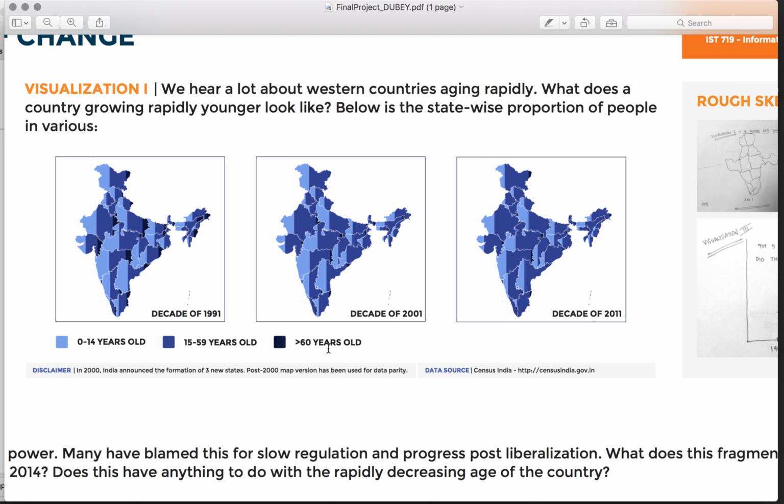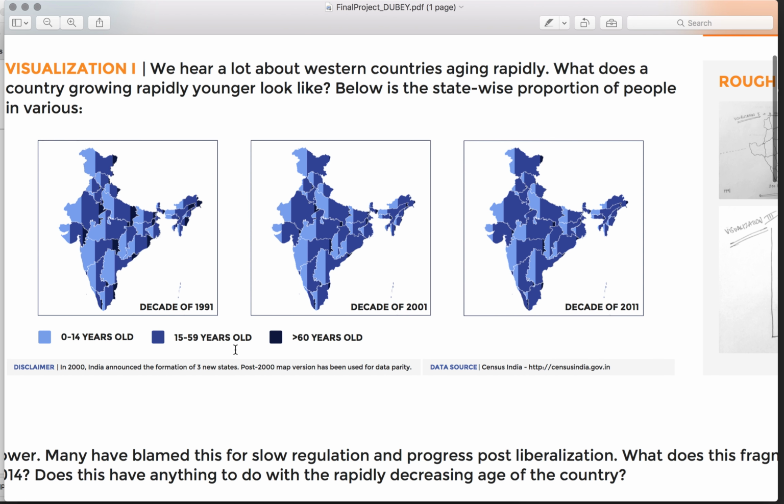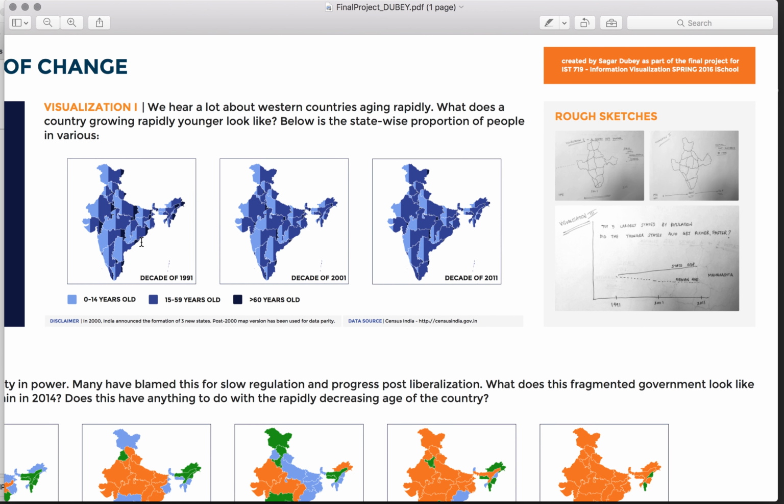This also creates what is known as a demographic dividend, when a majority of the country is eligible to be in the working age group, and India is slated to reach there in the year 2020. The source of this data is the official government census website linked here. And there is a short note about states. In 2000, India created 3 new states, and they're actually accounted for in this map. But because in 1991 they didn't exist, we've had to make some adjustments for data parity.